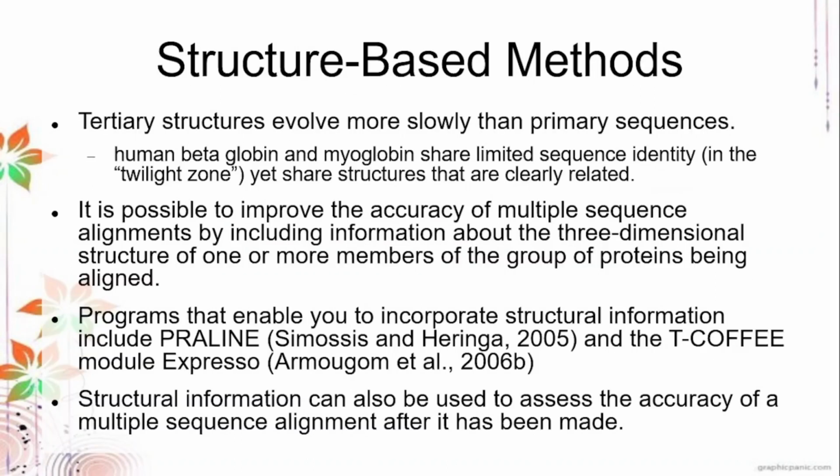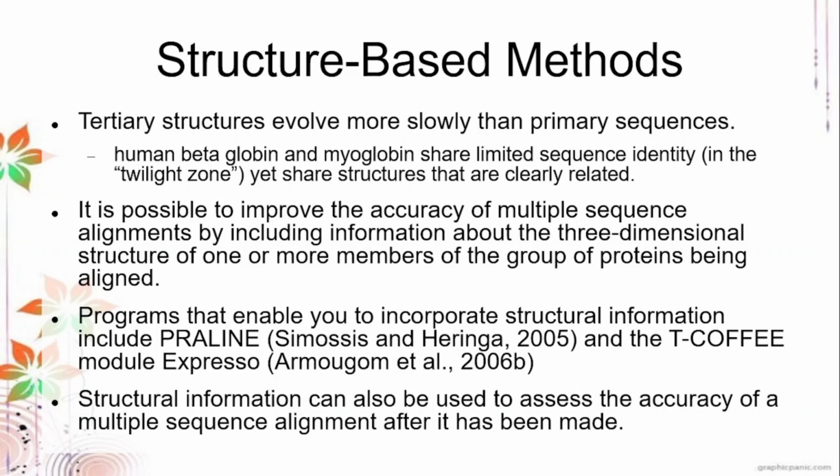And last but not least, we have the structure-based methods. The difference, as I said before, between the structure-based methods and the first four is that in the structure-based methods, you are also including information from tertiary structure. And why is that? That is because based on experimental data, even if we have sequences that are not very similar to one another, if we look at their tertiary structure, they're very similar.